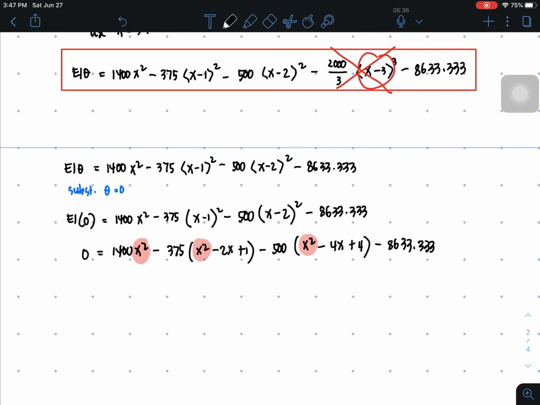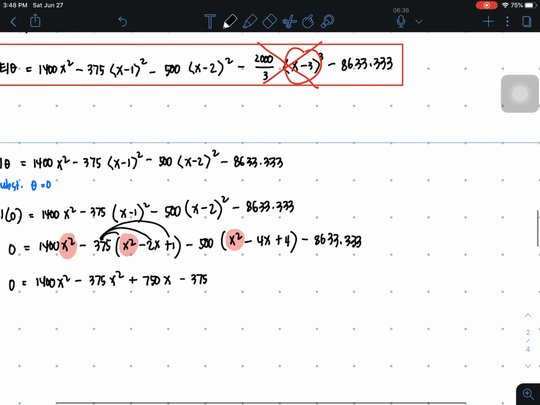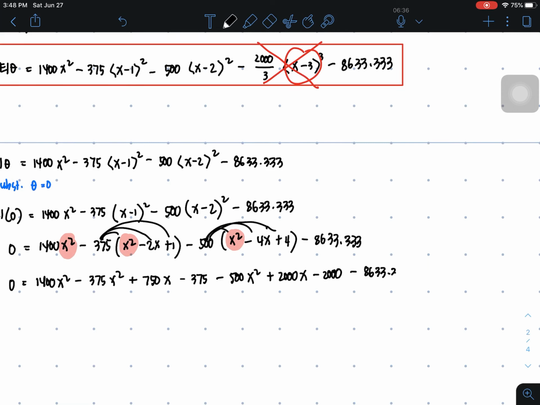And this is 0 equal to 1400x squared minus 375. Let's distribute. So 375x squared, then plus 750x minus 375. Then this one, let's distribute. So this is minus 500x squared plus 500 times 4, this is 2000x, then minus 2000, minus 8633.333.